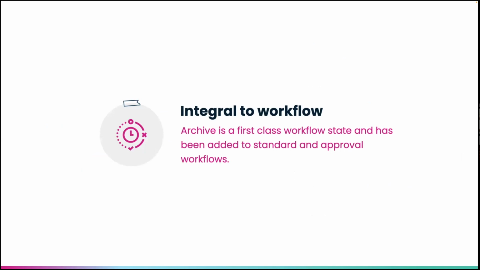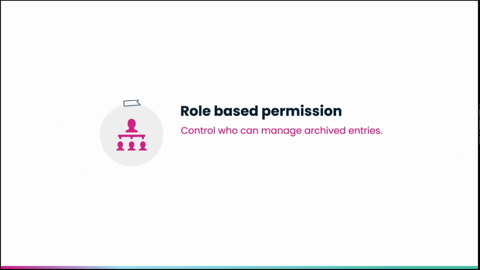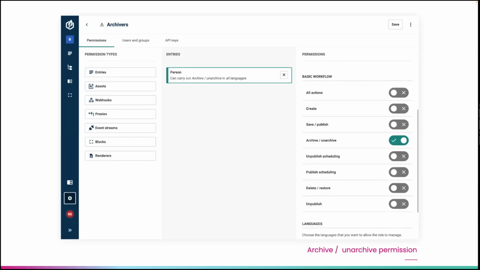It's a first-class workflow property now, been added to our standard workflows and ties into roles and permissions again. So you can actually control who can archive content, who can unarchive content. And that's done through the roles builder. As you can see here, we've got an entry permission for the person content type, and they've got the archive, unarchive permission.